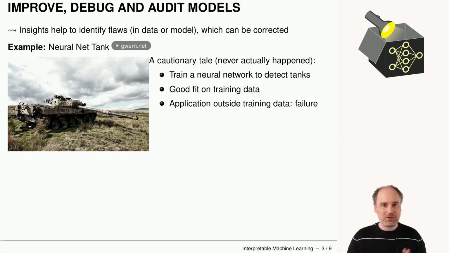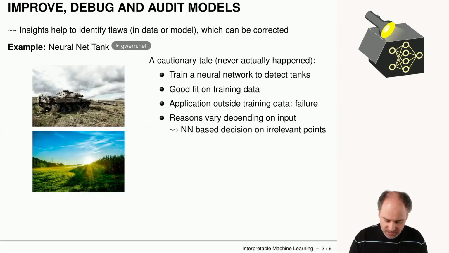But this cautionary tale here tells us of an example where pictures have been taken to detect whether there are tanks on these images, and then a neural network was potentially trained to detect this, based on this image data. And this obtained a very good fit on training data. But when this model was applied to new data, I don't know, in the field, on new pictures, it drastically failed.